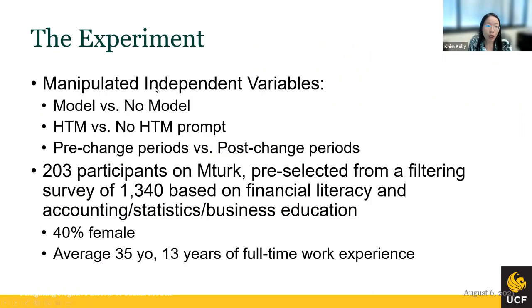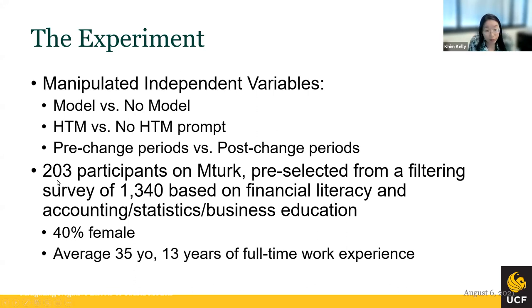The experiment, I already mentioned, we have got model versus no model, HTM versus no HTM. Those are between subjects manipulations. Then I've got people working through 48 periods. Some of them are pre-change, that means the model is correct. Some of them are post-change, the model is inaccurate.